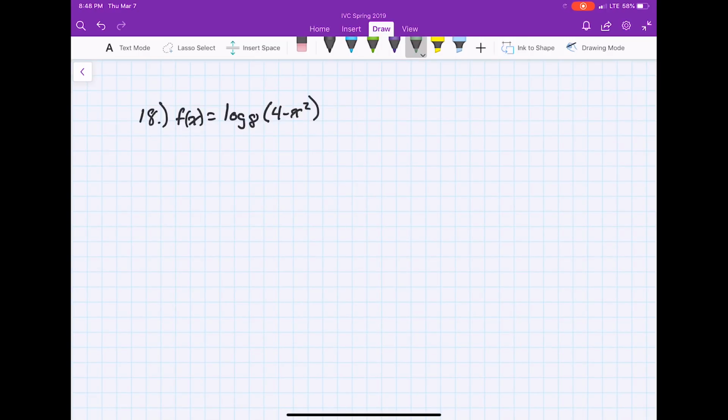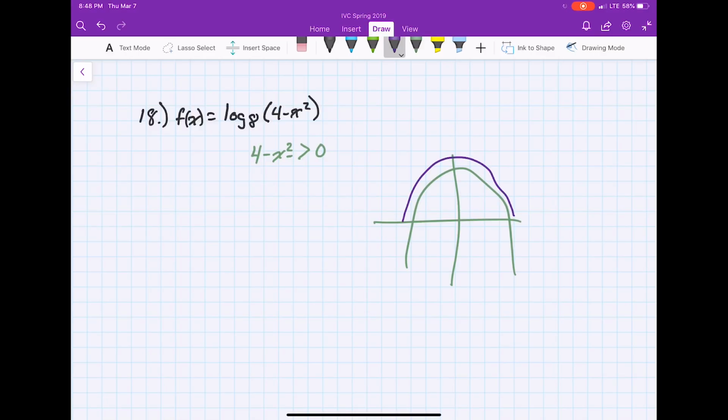All right, so for number 18, we have the function log base 8 of 4 minus x squared. But if we look at the 4 minus x squared, we can kind of tell that this is a parabola, because we have negative x squared plus 4. So we know it's a parabola that goes down. But since it's a log function, we can only look at values that are above the x-axis. So we're only looking at these parts. What I need to figure out are what these 2 points are.